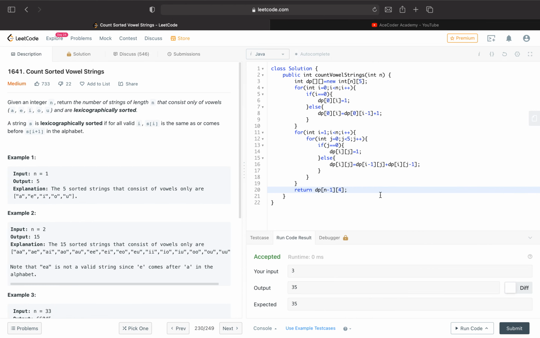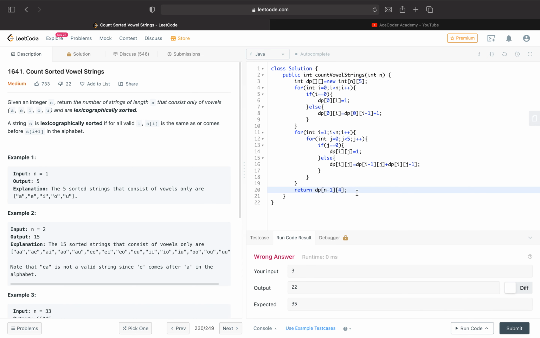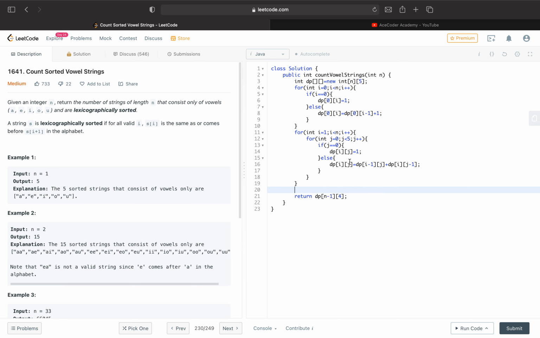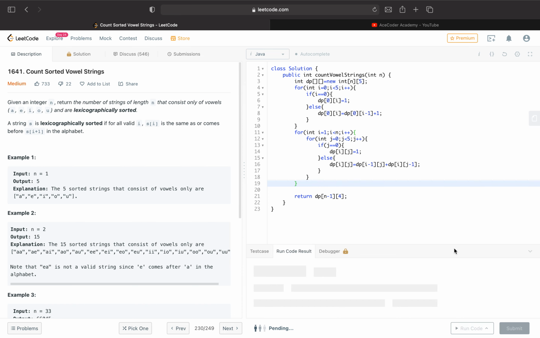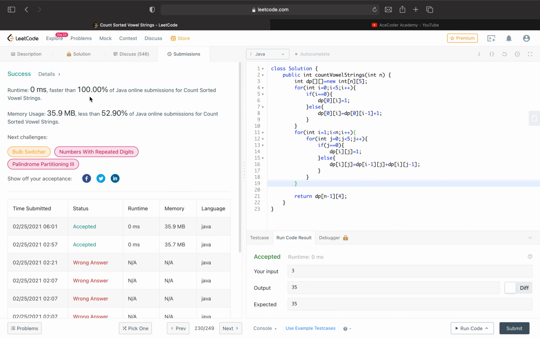So yes, let's see, is it working fine? Let's try to run it. Okay, so we are getting an error. So yes, we got what mistake we were making. Basically it should not be n here, it should be 5 since the number of columns is 5. So now let's run it. As you see, yes, we are getting the right answer, and let's try to submit it. So yes, our answer is submitted.